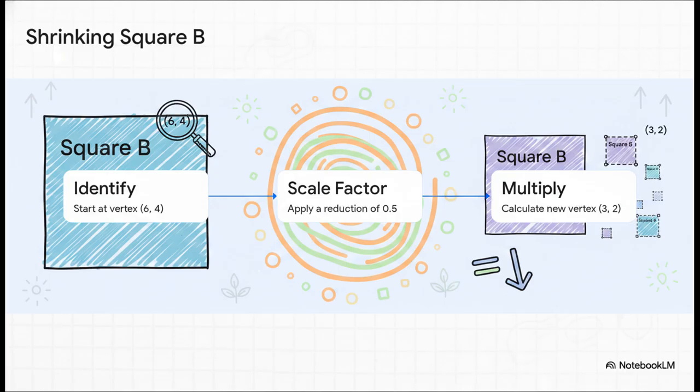So, step 1, we identify our starting vertex at 6, 4. Step 2, we apply that 0.5 scale factor. And step 3, we just do the math. What's half of 6? 3. What's half of 4? 2. We multiply both numbers by our decimal, and we safely shrink square B right down to its brand new, smaller coordinate at 3, 2. It is just a remarkably clean process.